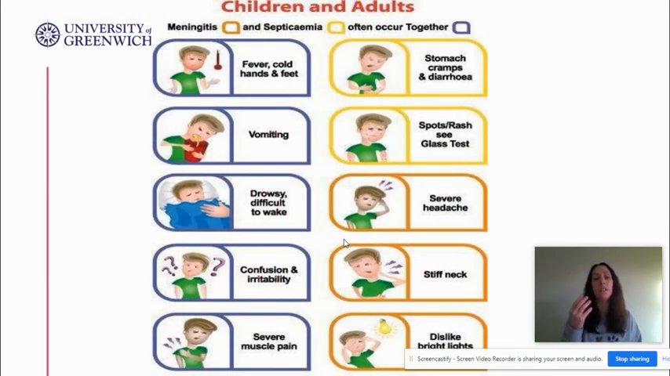Okay, so here's a little visual for you. You can print this out if you like, pop it in your folder for when you're attending to patients. These will be the differences between meningitis and septicemia. And don't forget, some of them actually occur in both. So take a minute just to have a look here and see if there's anything there that you don't really understand. Feel free to pause the video. I'm going to move on.